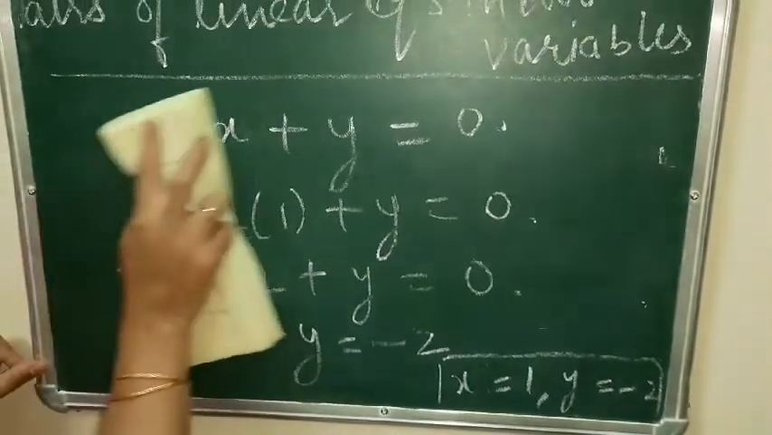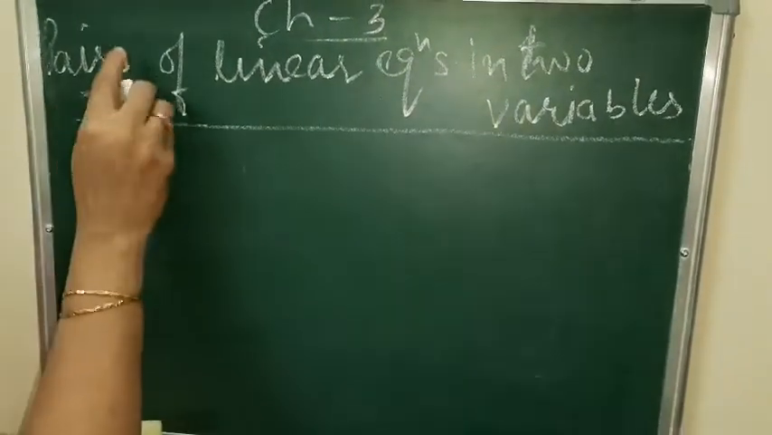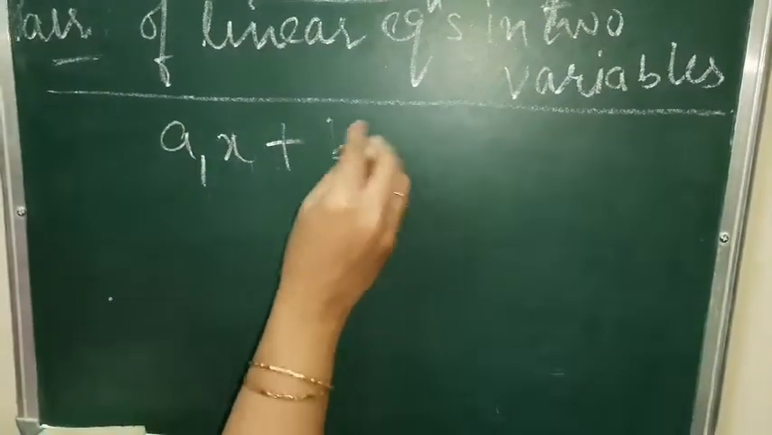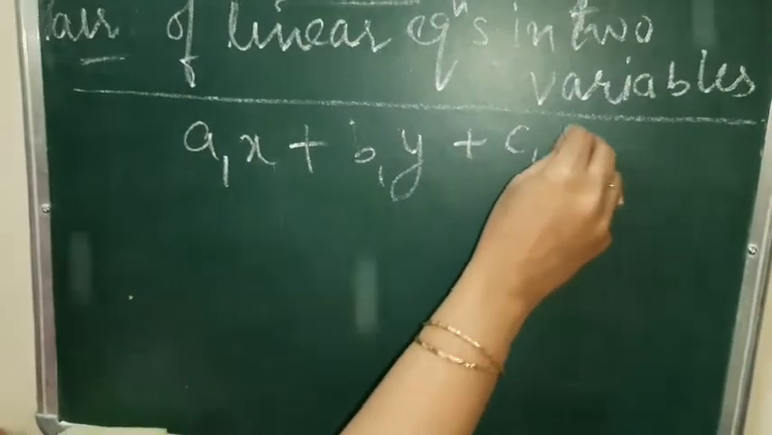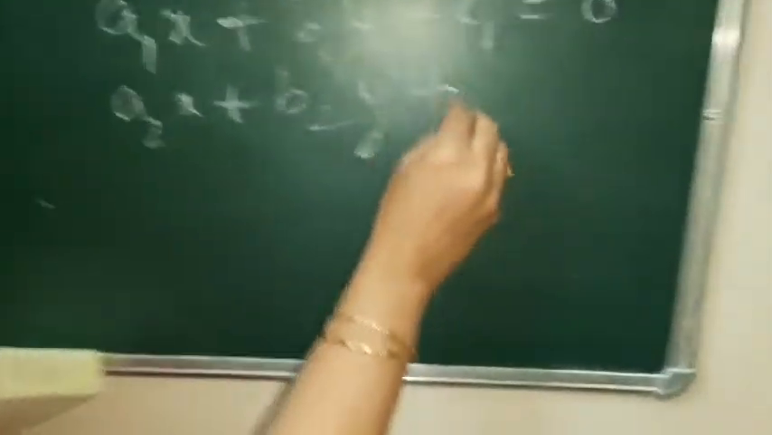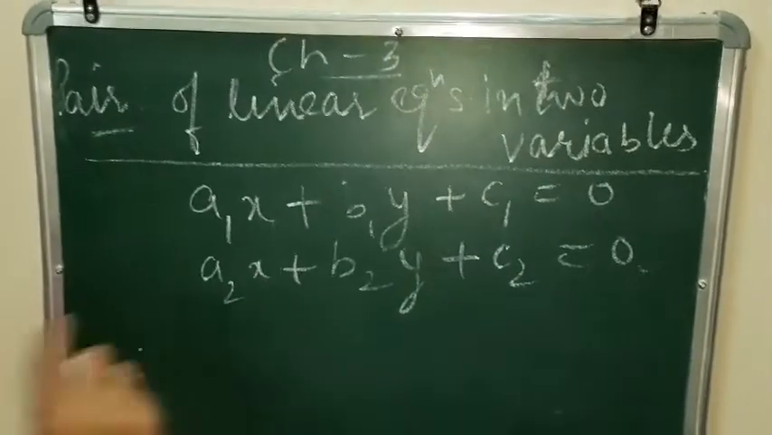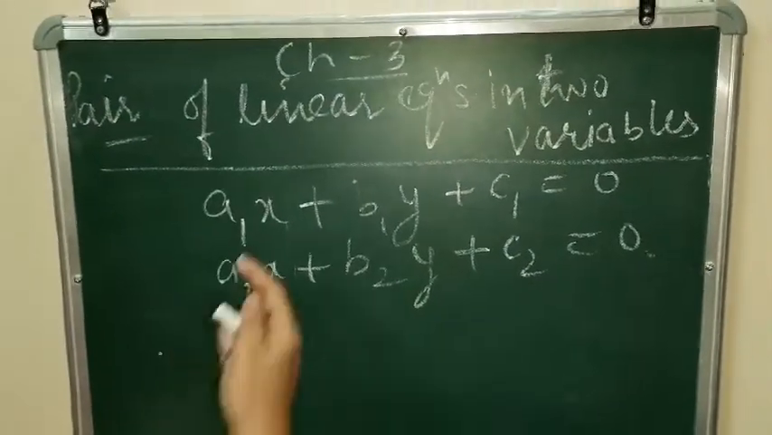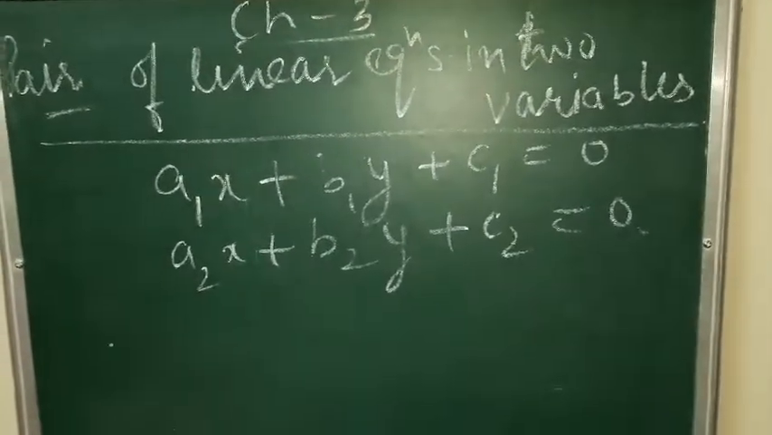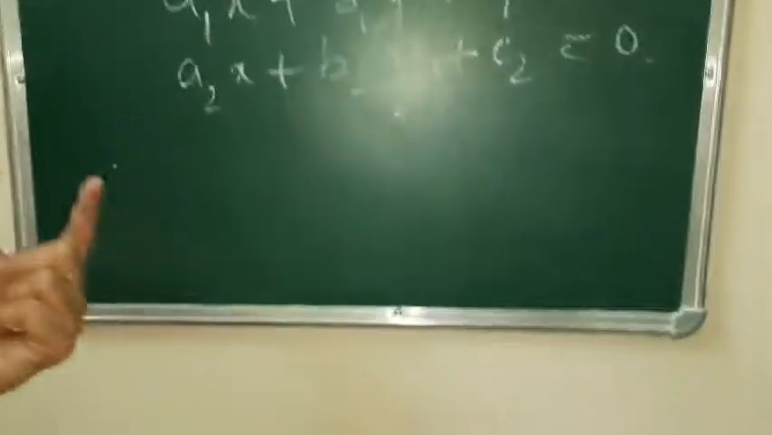Now in this class, we will be dealing with two linear equations. Pairs of linear equations we are discussing. A pair of linear equations means two equations will be there. Their general form is a1x plus b1y plus c1 equal to 0, and a2x plus b2y plus c2 equal to 0. So these two equations are there in your class 10, and we will be finding the values of these two variables x and y in this class. There will be different methods, algebraically as well as geometrically.